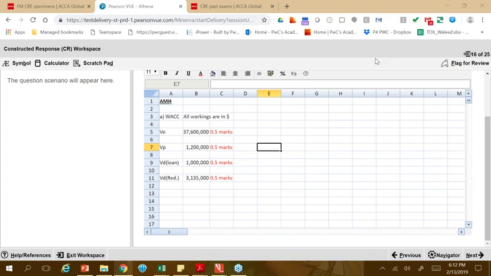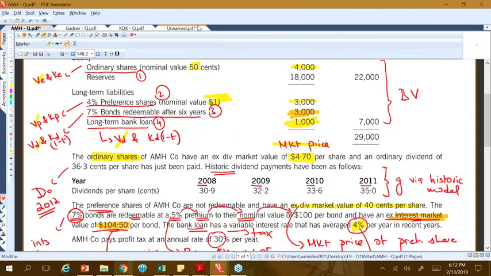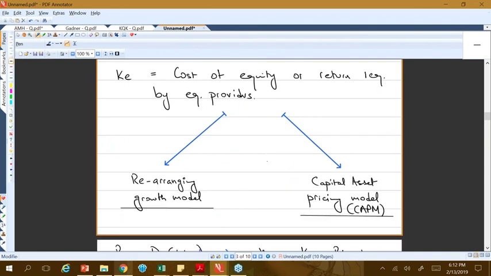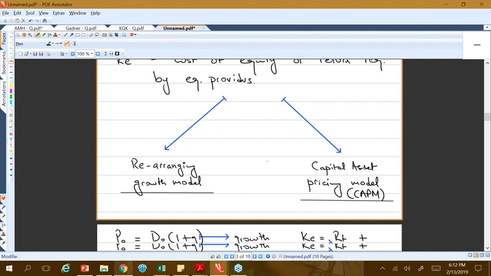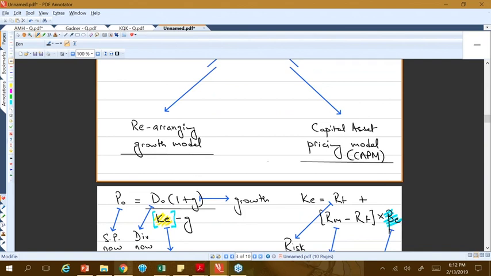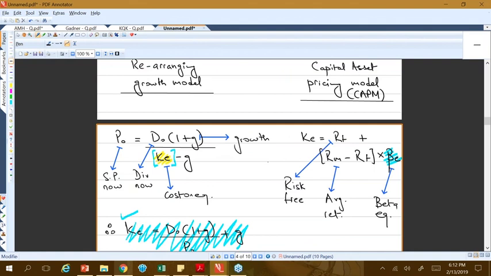Okay, all good. Let's go into the next part. Now, what I need you to do is focus on the cost part. So first of all, we are working out the cost of equity. Can you tell me, in this question, was the information available to compute the cost of equity using the rearrangement of the growth model or the capital asset pricing model? Do we have information about rearrangement of the growth model, or do we have information about CAPM?